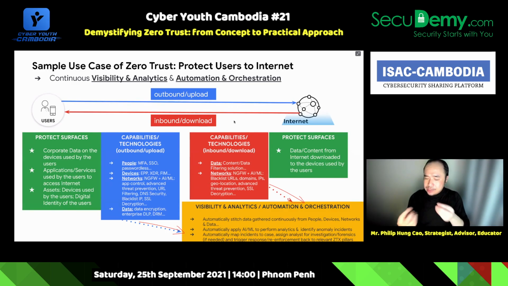I need to have all this data come to, somehow, a data lake, right? A big data environment where I gather all this data and stitch it together, by applying AI and machine learning, so I can perform analytics and quickly identify the anomaly or incident, right? So this is the concept of visibility and analytics in zero trust, right?